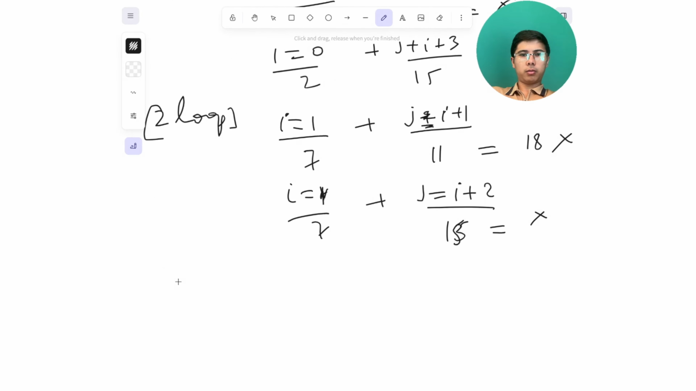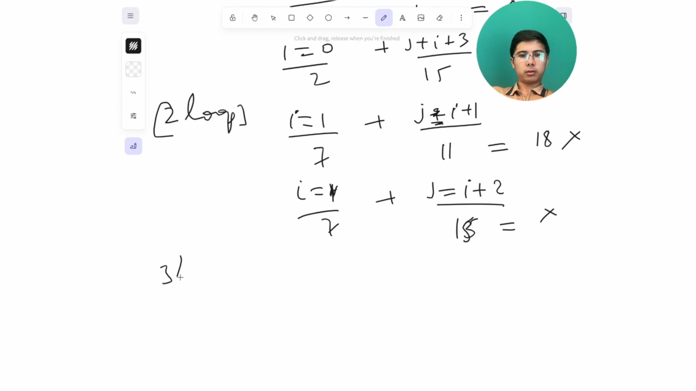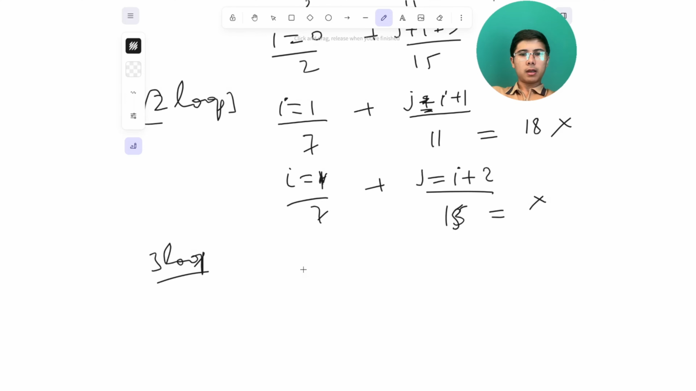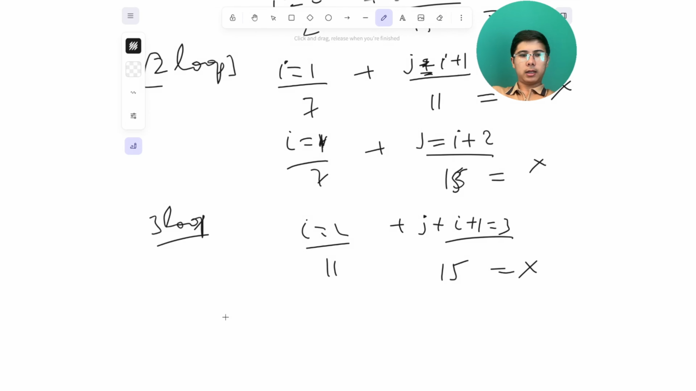And in the third loop, we have I equals 7, which is 11, plus j at I plus 1, which is the third index we need to pick. And this is also not exactly 9.